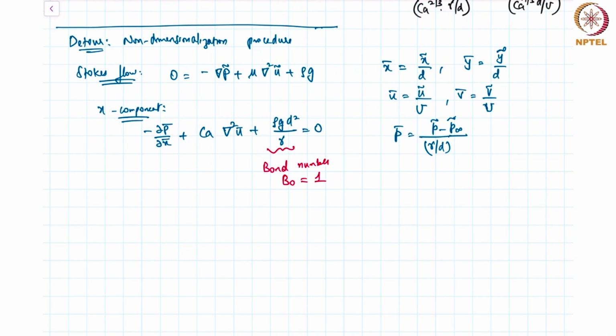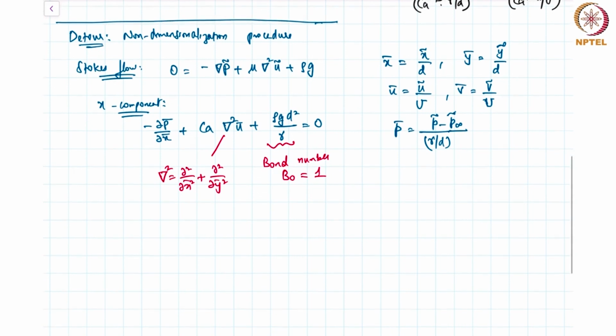And the capillary number is just what we had defined earlier, mu U by gamma. And this del square operator is nothing but del square by del x square plus del square by del y square. This is with bars. Okay. Now note that I haven't really employed the lubrication approximation yet. Now we want to employ the lubrication approximation.